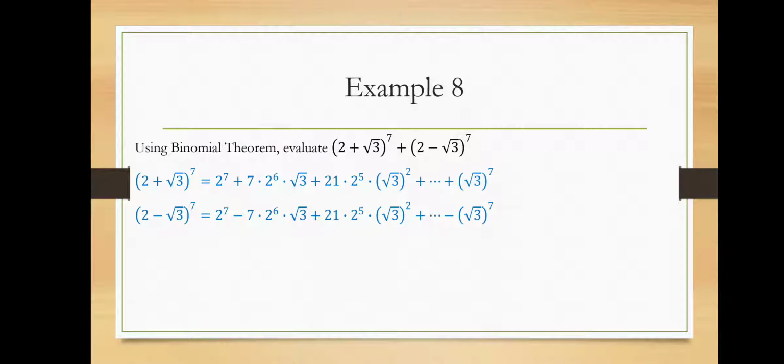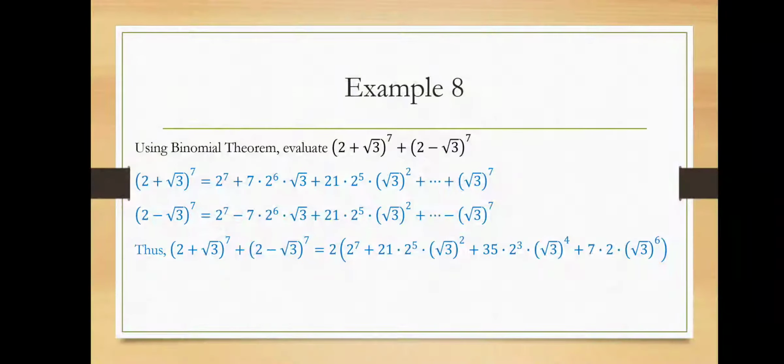Now we are adding it up. As we are adding it up, all these second, fourth, sixth terms will be gone. So we will be left with only the odd terms where the power of 2 is odd, and they will be added. So twice of that. Therefore, if you add them up, it will be 2 into 2 to the power 7 plus 21 into 2 to the power 5 into root 3 square, 35.